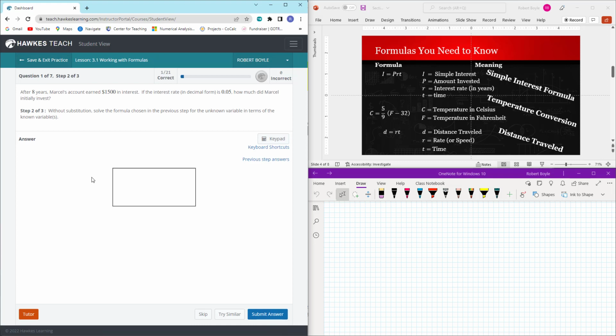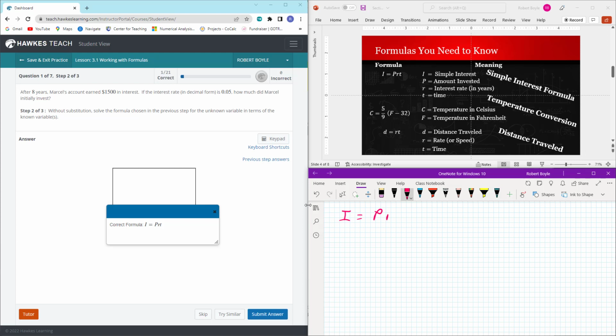Now, the second part is: without substitution, solve the formula chosen in the previous step for the unknown variable in terms of the known variables. Okay. Now, what are they specifically asking here? Well, remember, in the previous step, and if you forgot what your previous step is, you can click on this, we had the formula I equals P R T.